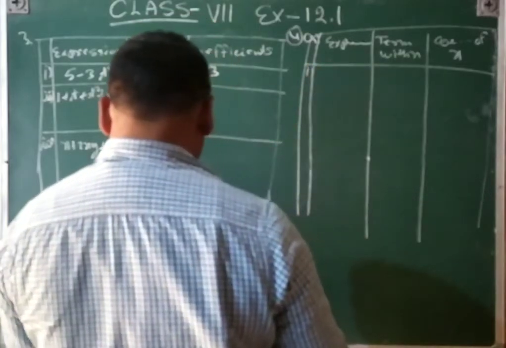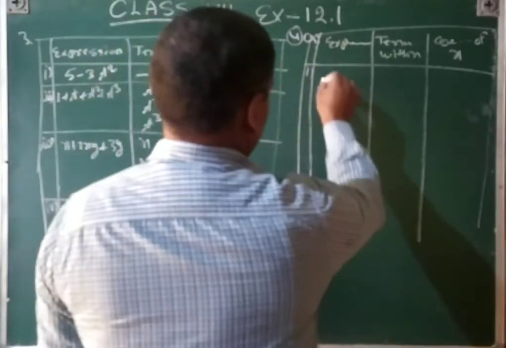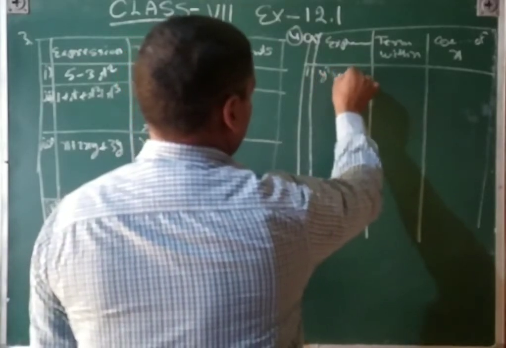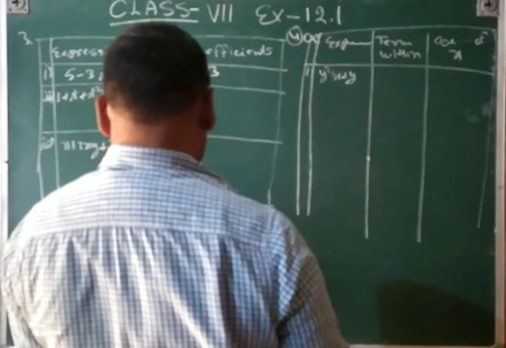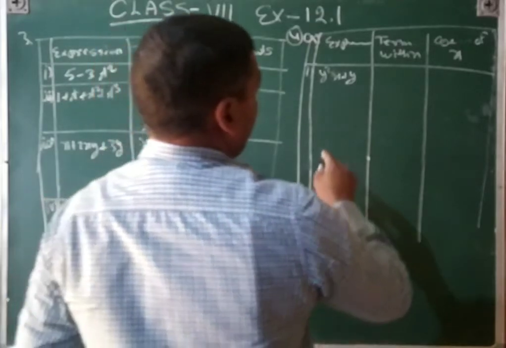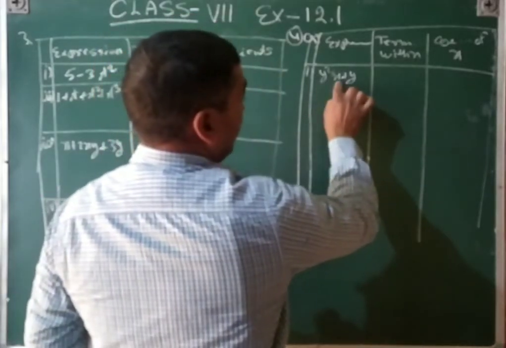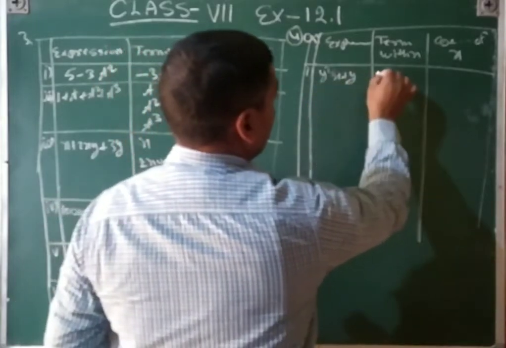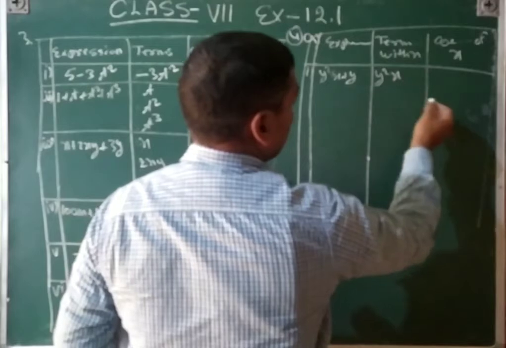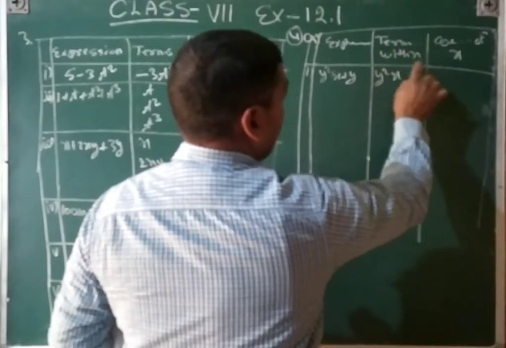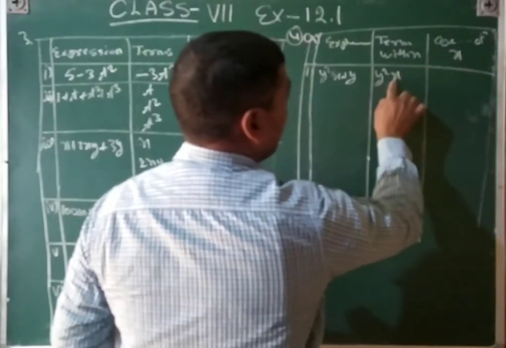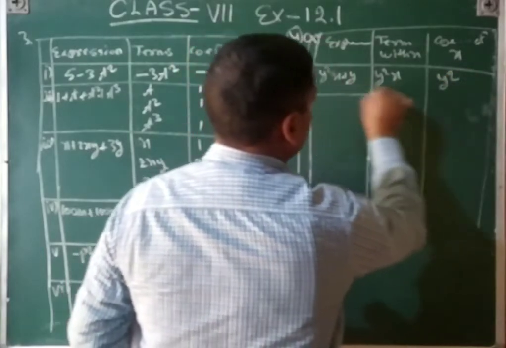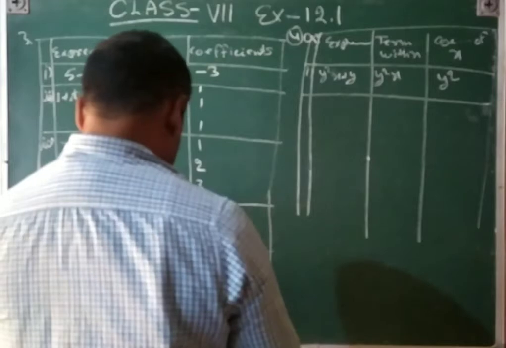This is given: y square plus y square x plus y. So here are two terms, one term is, the second term is this one. In this term the x is given. So y square x. So it means we are finding the coefficient of x. So we will leave the x and then write the other thing here. This is the answer.